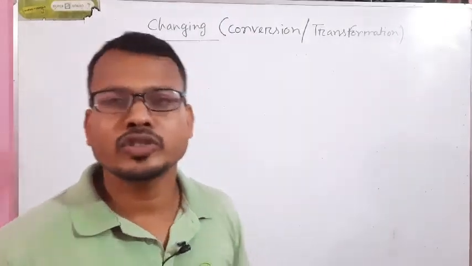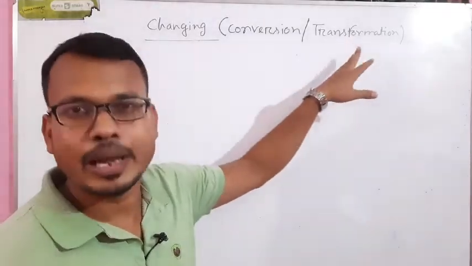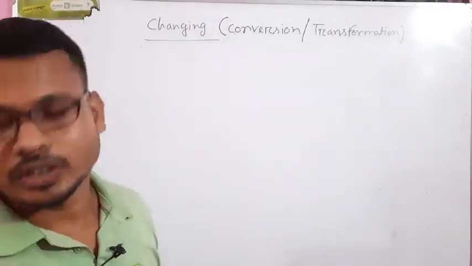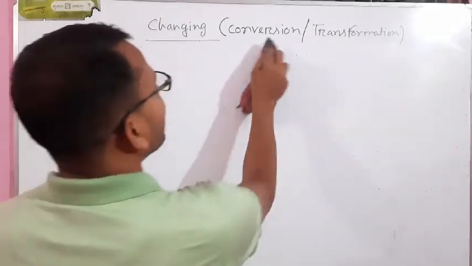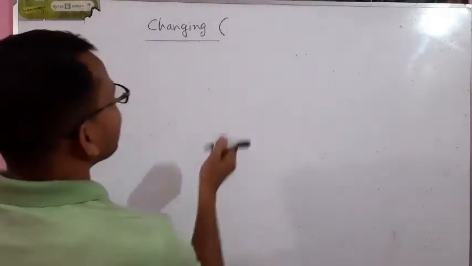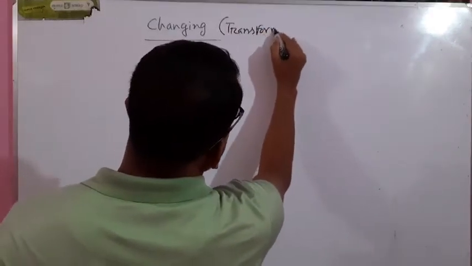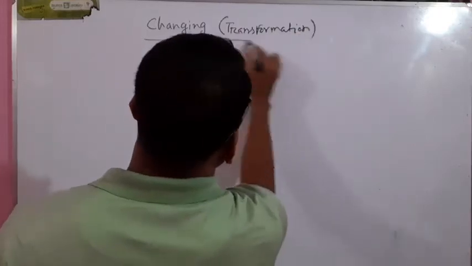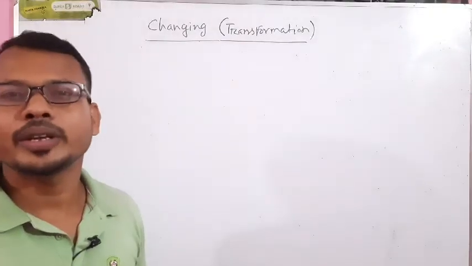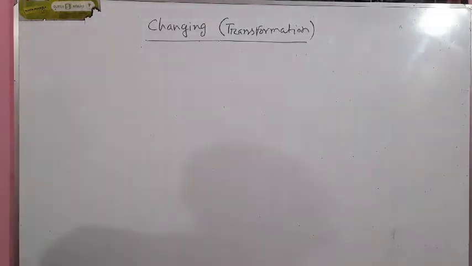So whether it is mentioned in your question paper or not, as you are students of secondary level, I think it would be safer for you to change it according to the rules of transformation. So today we will do our task according to the rules of transformation. The name of the topic can be given as changing or transformation. Now, changing or transformation has so many steps or parts. I shall conduct my class according to my knowledge and my style. So let's go to our class formally.